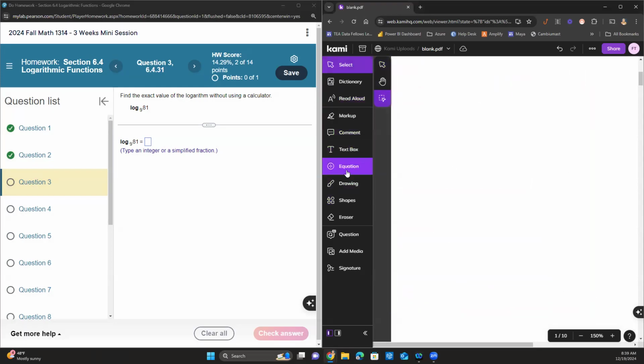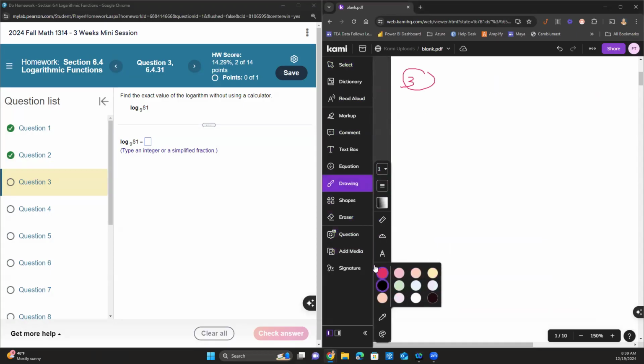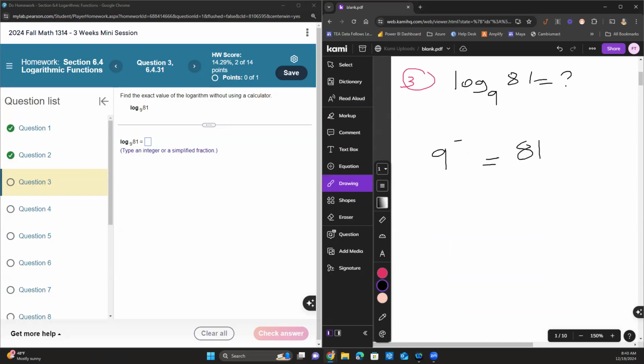For number 3, the question I got is another logarithmic evaluation without a calculator. So I have log base 9 of 81. This means I have a 9, but I want to make it an 81. So what power do I need? The power I need is 2, because only 9 squared is equal to 81. So I know that 9 squared is 81.